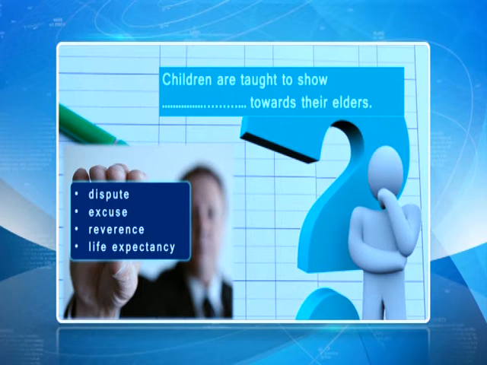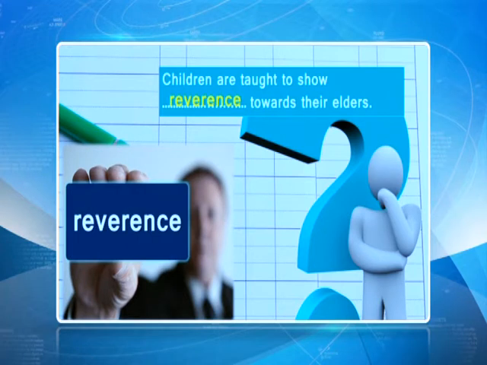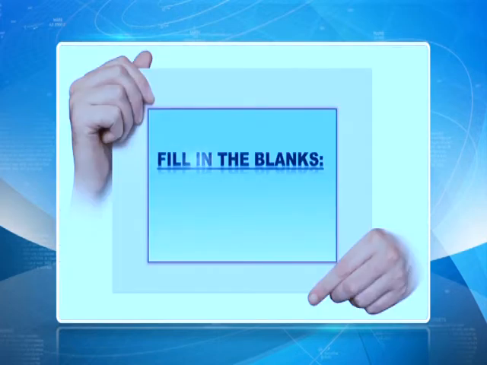Children are taught to show what towards their elders? We know that in Islam, children are taught to show respect and also admiration and sympathy towards their elders. Now you're going to look for a word which means respect, and that is the word reverence. Children are taught to show reverence and respect towards their elders.